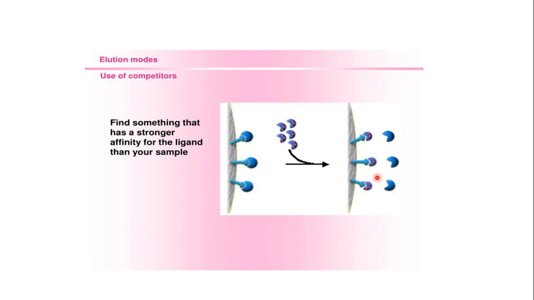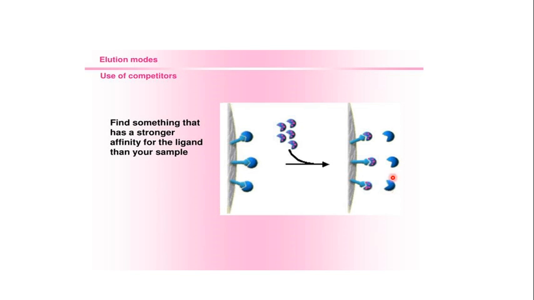Another strategy that you can use is to find something that has a stronger affinity for the ligand than your sample. What I mean by that is, if this is your ligand and this is your target protein, from outside you are adding something which has a much stronger affinity for this immobilized ligand as compared to your target. So these added molecules are going to interact with the immobilized ligand, and your target protein will be eluted with the mobile phase.